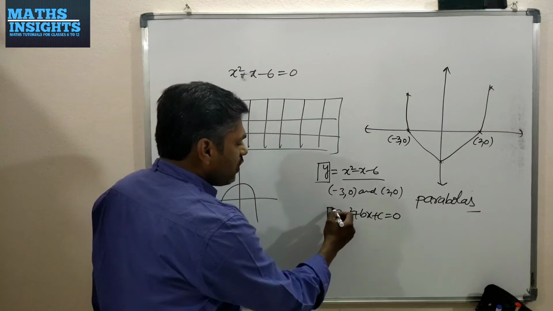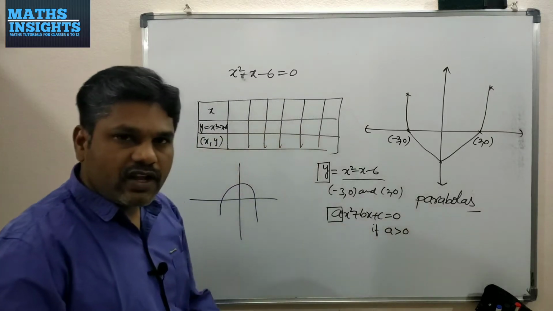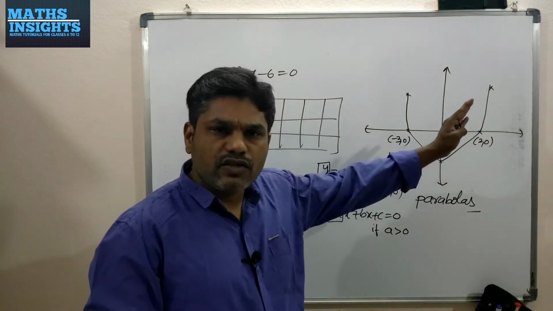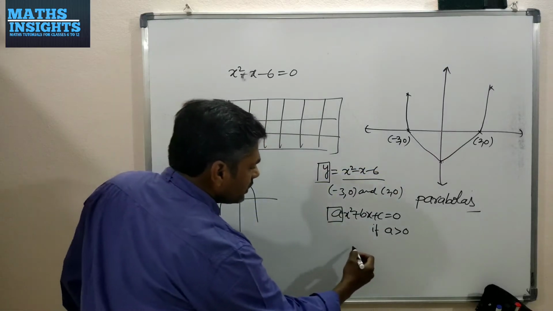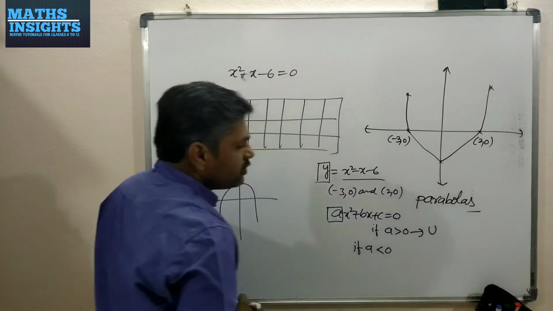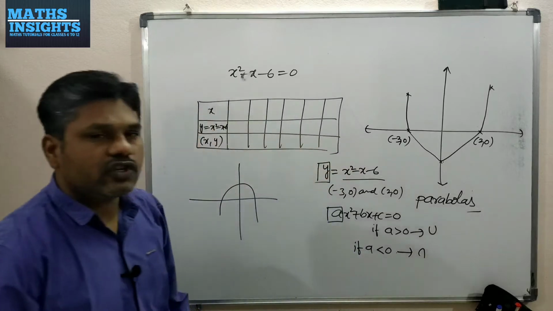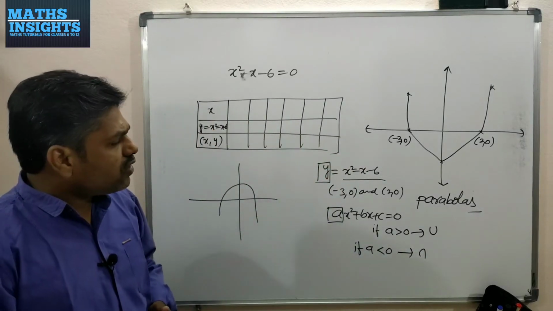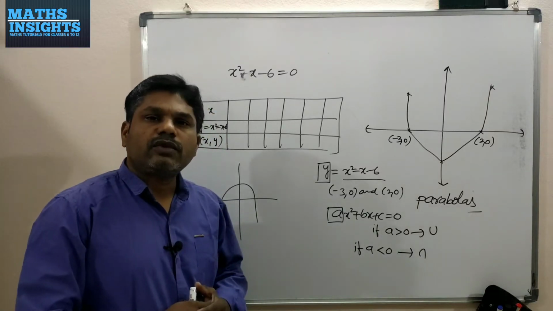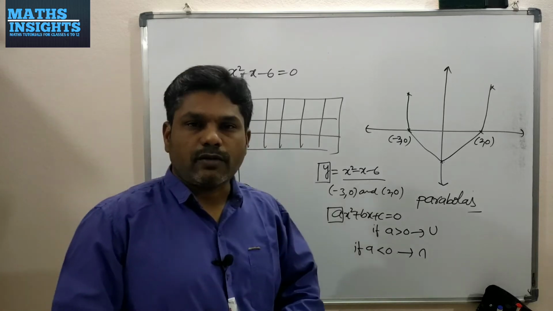If a is greater than 0, that means the a value is greater than 0, then you will have a shape like this, a U shape. And if a is less than 0, in this case you will have a shape like an inverted U. These two are called parabolas. We will take one problem, then we will clear everything about how to find the zeros of the polynomial.